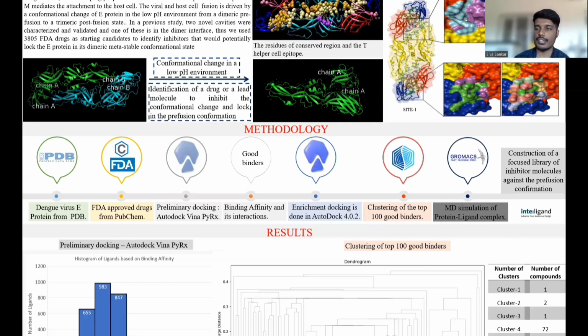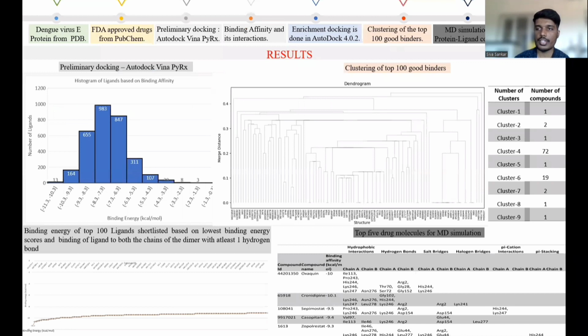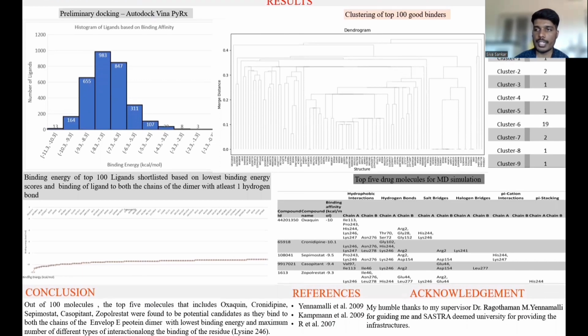As for results, after the preliminary docking, the binding affinity of these 3,805 ligand molecules to the protein was in a range of minus 11.3 to minus 1.3 kilocalories per mole. But the good binders that were shortlisted based on the binding affinities and the interaction residues, which were analyzed using LigPlot Plus software, were in a range of minus 11.3 to minus 9.1 kilocalories per mole.